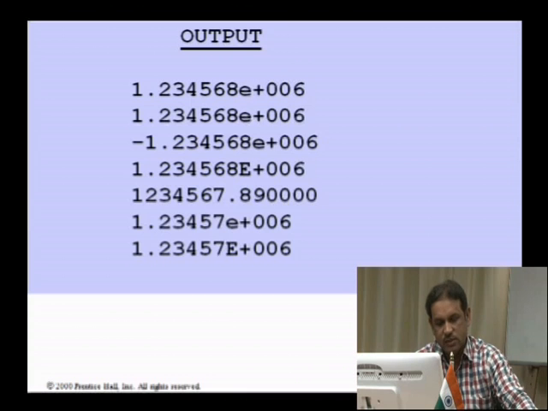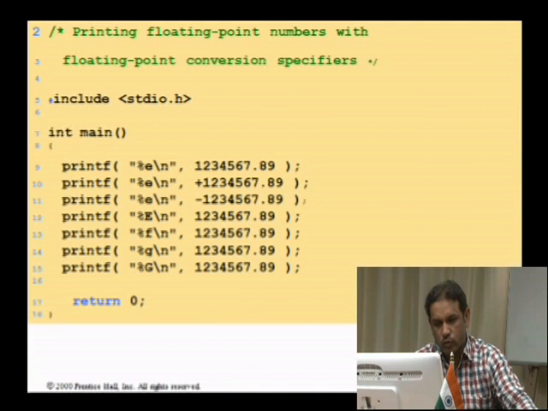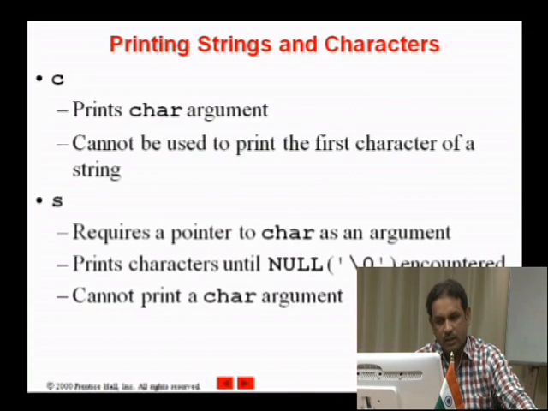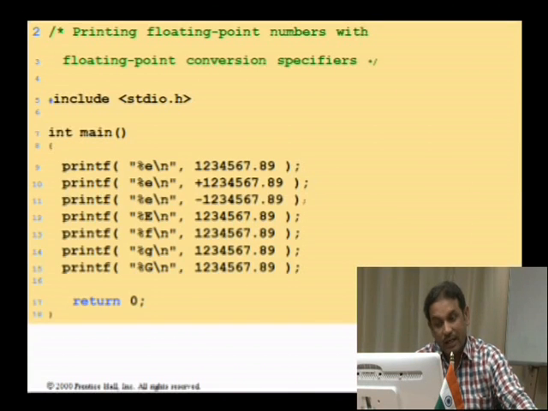Then the next also, as we are given a minus sign, minus 1.2, same. Then the fourth one is capital E. Again it's the same thing, 1.3, but instead of lowercase e, capital E is there. Then the fifth one, f is there.